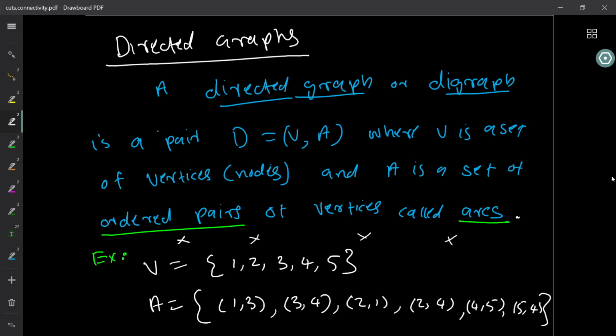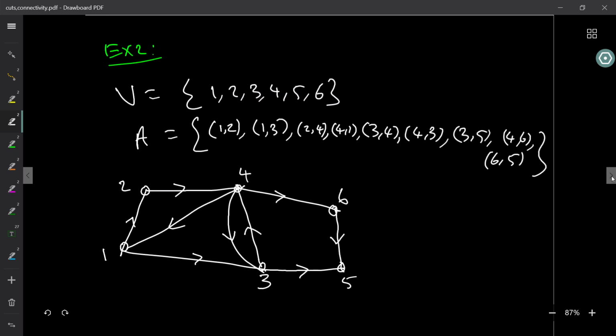Now, such graphs, how do you represent them in the diagrams that we use? The graph pictorially, how do you represent it? Again with arrows. So when you say that (2,4) is an arc, you put an arrow from 2 to 4.